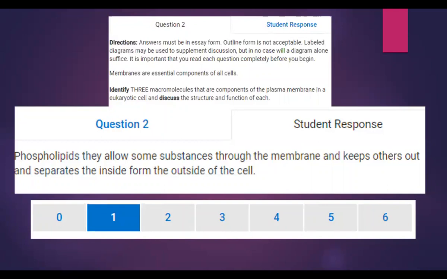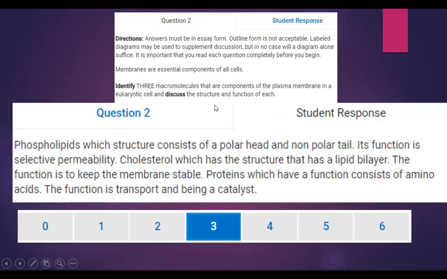So the idea is you want to give me the macromolecule, you want to give me its structure, and then you want to give me its function. Okay, so it says identify and then discuss the structure and function. All right, here's another one. Phospholipids, which structure consists of a polar head and a nonpolar tail. Very good. That's a point. Its function is selective permeability. That's a 2nd point. Very good.